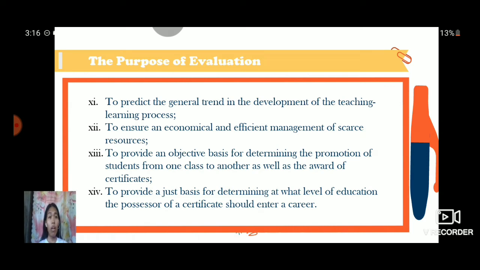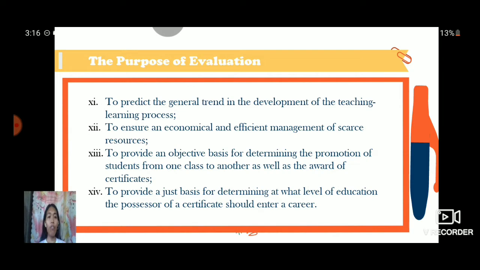Purpose of evaluation is to predict the general trend in the development of the teaching-learning process. So as I said, the evaluation can help improve the teaching and learning process. It is also to ensure an economical and efficient management of scarce resources, to provide an objective basis for determining the promotion of students from one class to another, as well as the award of certificates.